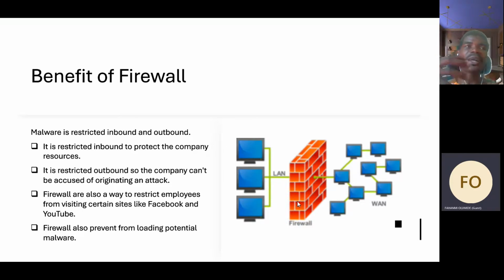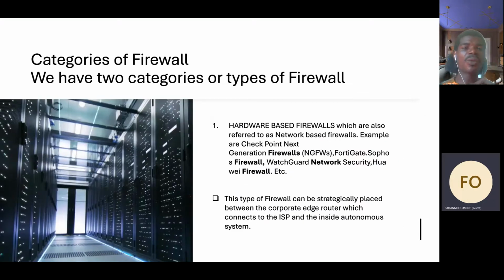We can easily configure it so that whenever you see a connection going to port 443, deny that traffic. So when we have configured that setting on the firewall, whenever any employee wants to access facebook.com, it will be blocked. As we get to the practical aspect, we are going to see what will happen. So I'm just showing the theory aspect of it. Benefit of firewall, the last one is that a firewall also prevents loading potential malware. So let me move on. We have categories of firewall.